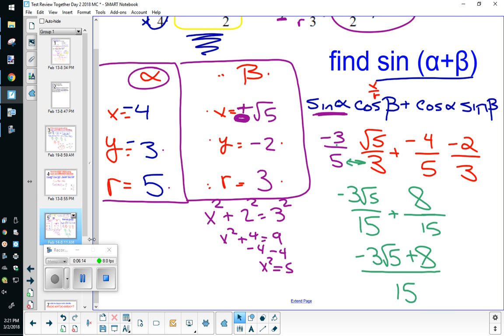You can't combine them. They're not like terms. So don't try to add them together. They're not describing the same thing. One is describing how many radical 5s you have. The other one is describing the number 8. So do not put those two things together.